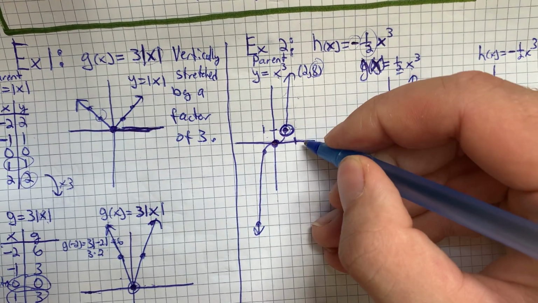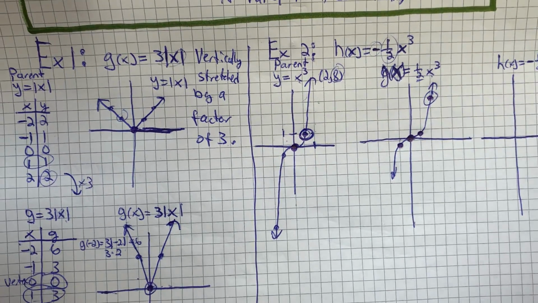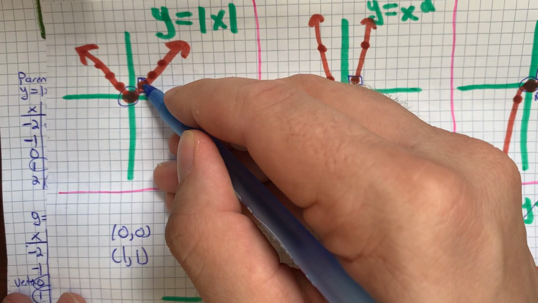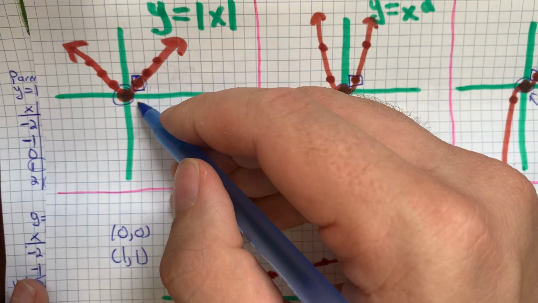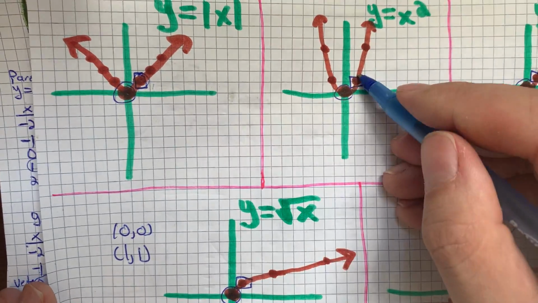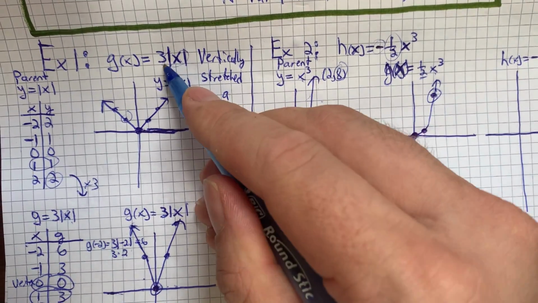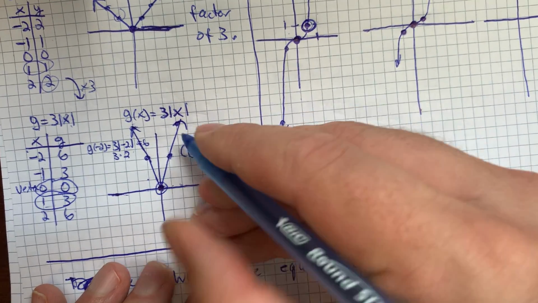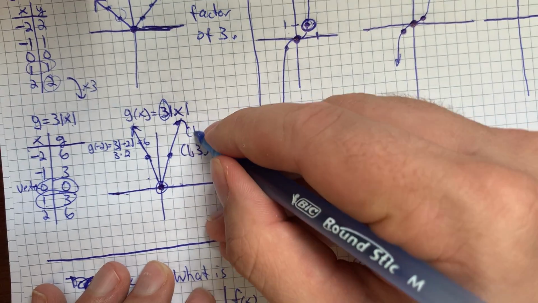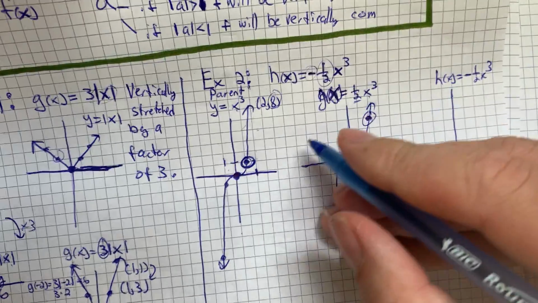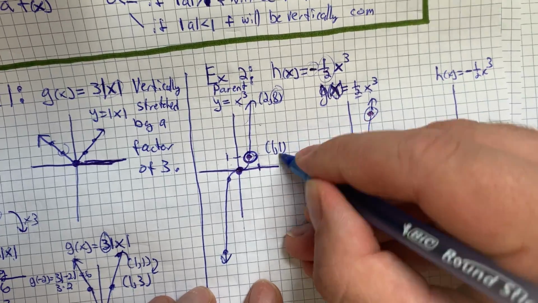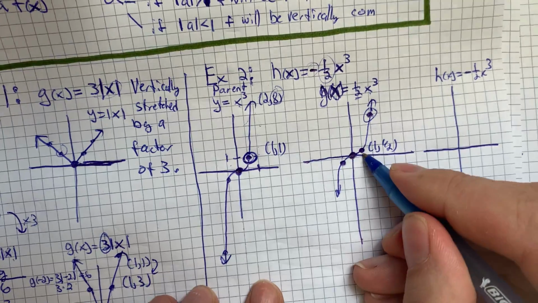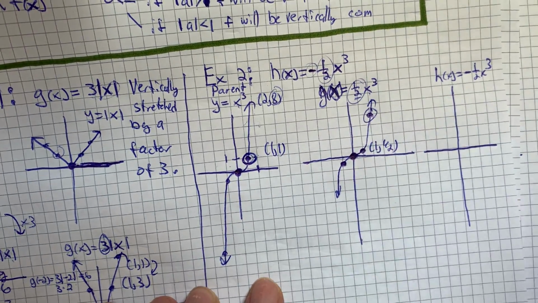Pay attention especially to this point at 1, 1. Remember I said that all of the parent functions had a point at 0, 0 and a point at 1, 1. This point at 1, 1, we can always get by just multiplying by that value. So look, this point at 1, 1 became 1, 3 because the y value of 1 got multiplied by 3. This parent function also had a point at 1, 1, and when we multiply that by 1/2, it becomes 1, 1/2. So if you always go to the right by 1, you can multiply by that number.